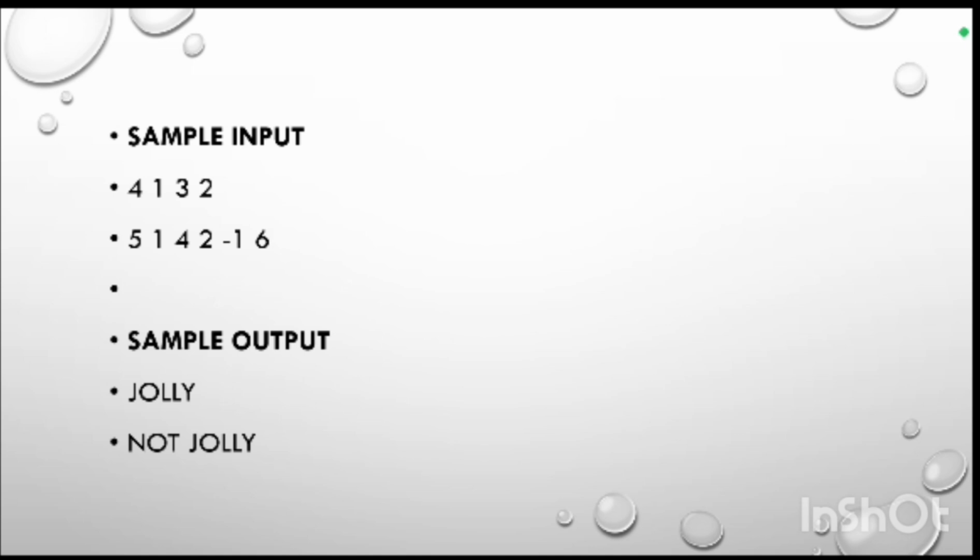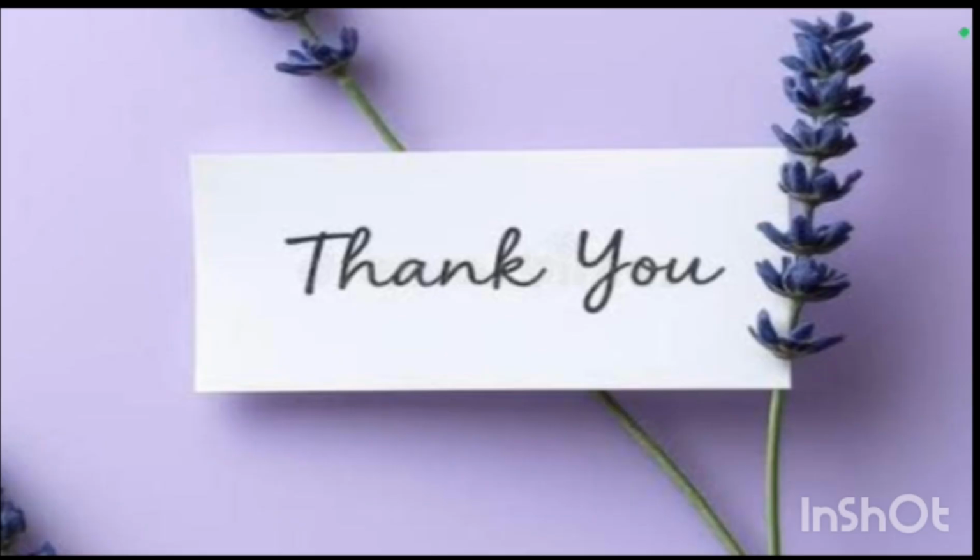If is_jolly is true for the entered values, it will print Jolly, otherwise it will print Not Jolly. We will see the sample input. The sample inputs are 4, 1, 3, 2, and the second one is 5, 1, 4, 2, minus 1 and 6.